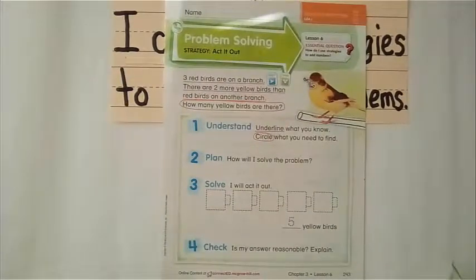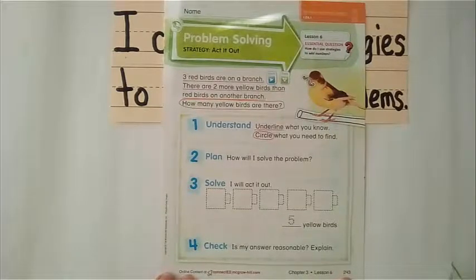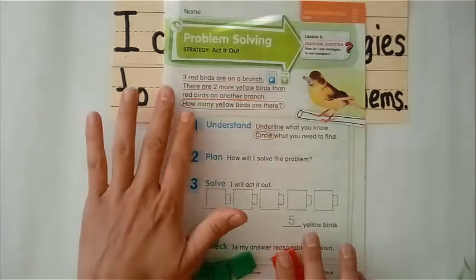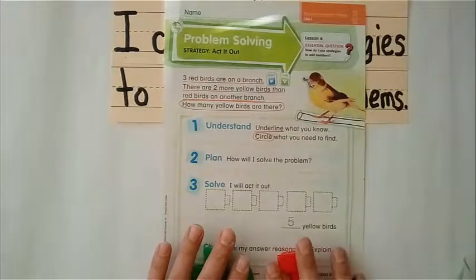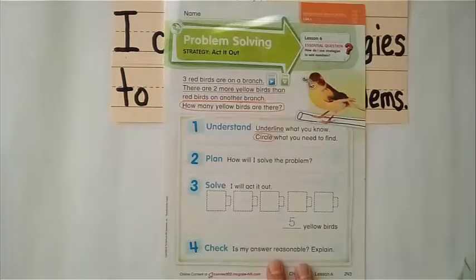Okay, boys and girls, make sure you turn to page number 243 in your math book, and we are going to get started. The strategy that we're going to use today is visualize. When we visualize, we are making a picture in our head, and we're going to use some blocks to help us make pictures in our head to solve these word problems, okay? So, this is what we're going to do. Let's read the first one.